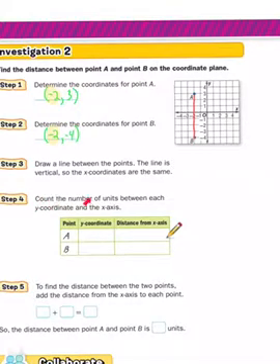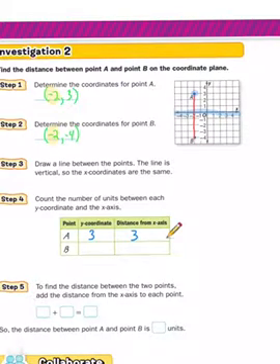Now, in step 4, it says count the number of units between each y coordinate and the x-axis. So here's what that means. We have to count, let me get my highlighter on, say for point A. It's right here, right? We have to see how far away it is from the x-axis. So if you count that, it's 1, 2, 3. Okay? So remember the y-coordinate was 3, which means its distance from the x-axis is 3.